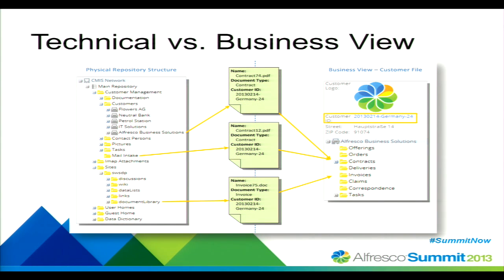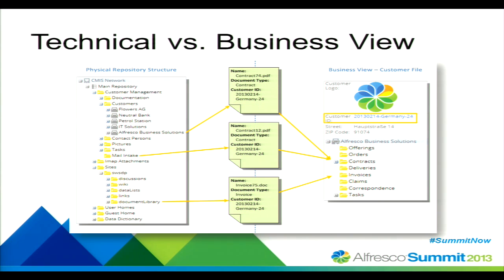So I think this should make it a bit more clear. On the left side, we see a physical repository structure. Folders, just folders, physical folders. And content for one specific case file for one specific customer can be located anywhere. Like here in a document library or a mail intake folder or directly in this Alfresco Business Solutions case file. So just take the fact that content is located anywhere. On the right side, we have a business view, not this technical thing. We have a business view on the right side.